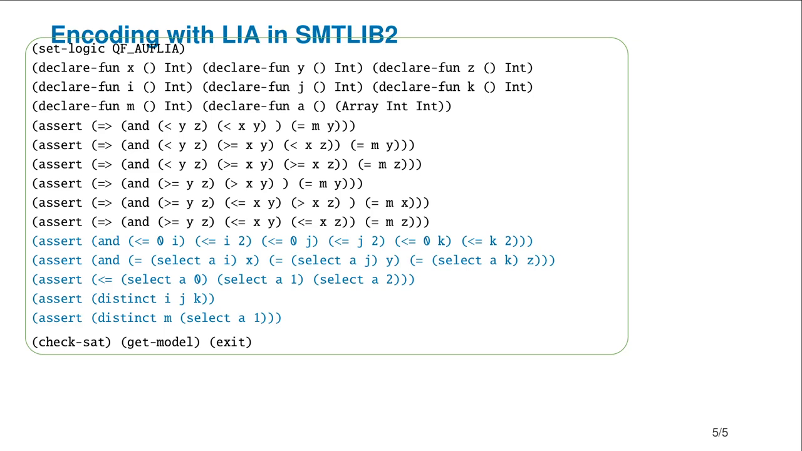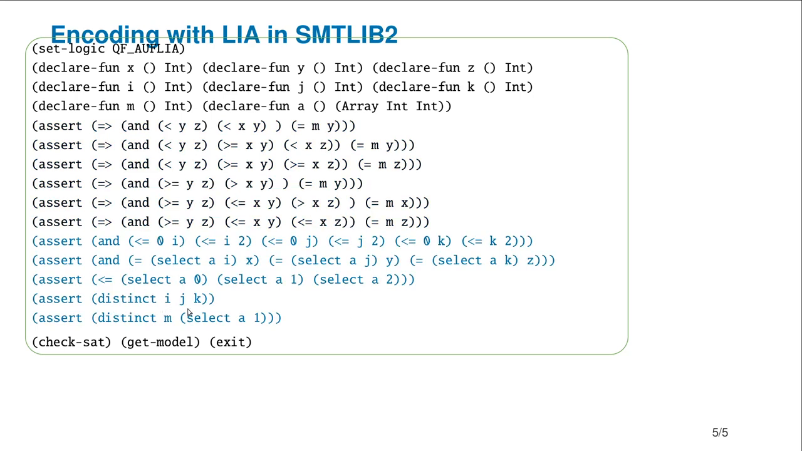Okay, then next we have to say that x is in array a at position i, and this we do here, and then we have to introduce the order and say the array element with index 0 is the smallest, then the element with index 1 is in the middle, and with index 2 is the largest.